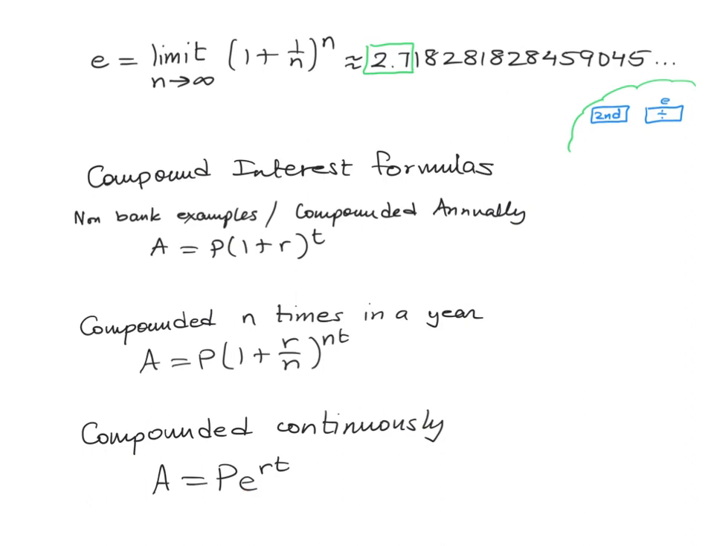P is still the principal. e is now the number e, Euler's number, so 2.7 whatever, which you're going to use the calculator for, of course. And then r is your rate. So again, if it says 4%, you do 0.04. And then t is the time. So if it's 3 years, you do 3. So this is the new compounded continuously formula.